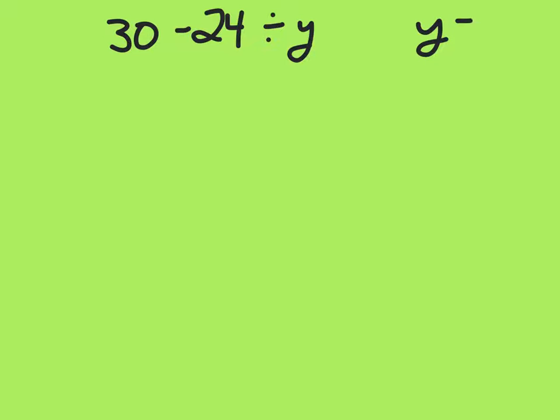Okay, this is the very last one, I promise. This is number 8, and I want to do it because it's a little bit tricky. 30 minus 24 divided by y, and remember, y equals 6. So pause the video, work this one out on your piece of paper, and unpause it when you think you have the answer.